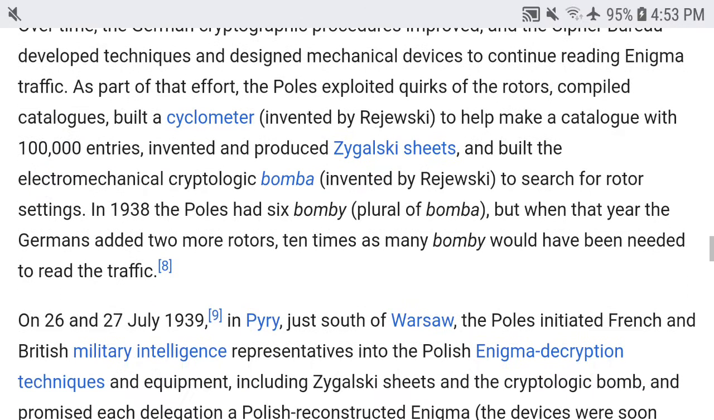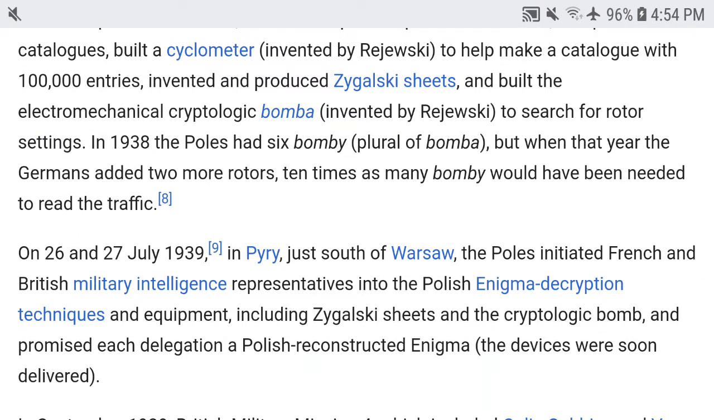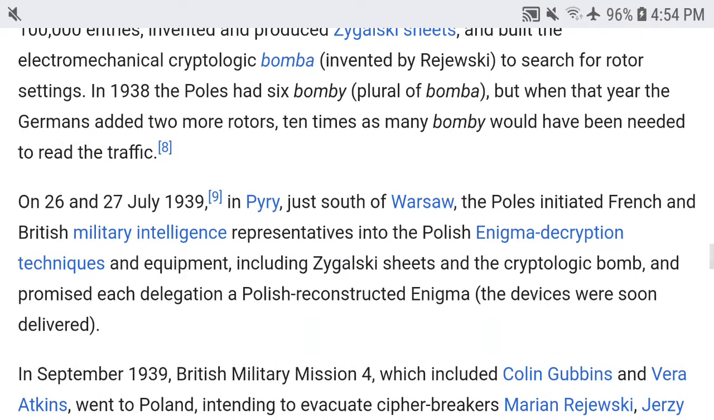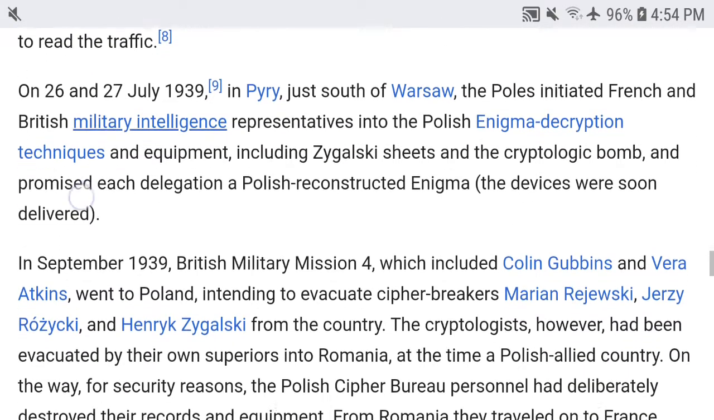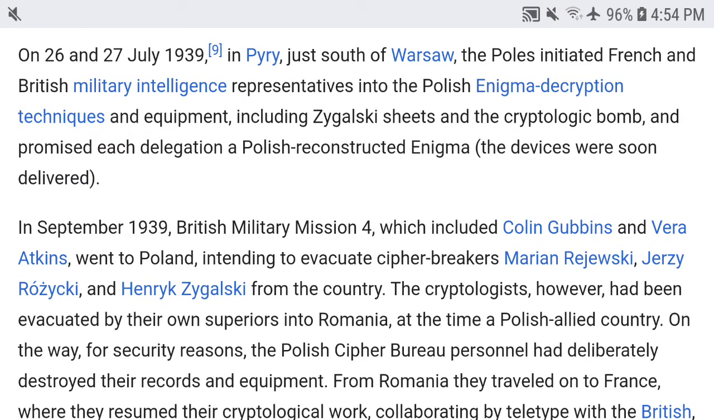They exploited quirks of the rotors, compiled catalogs, and built a cyclometer to help make a catalog with 100,000 entries. They invented and produced the bomba. When that year the Germans added two more rotors, 10 times as many bombes would have been needed to read the traffic. Initiated France, British intelligence, and so on.